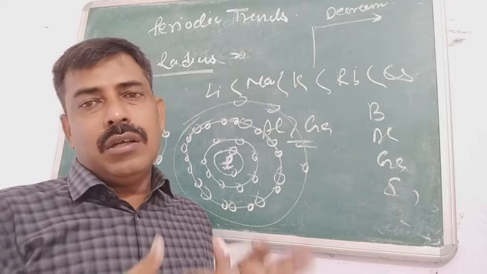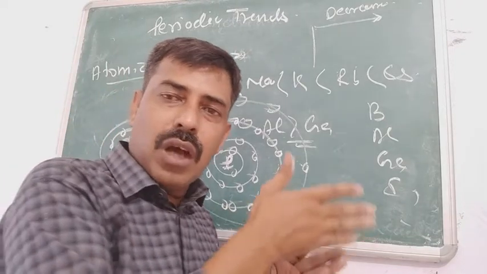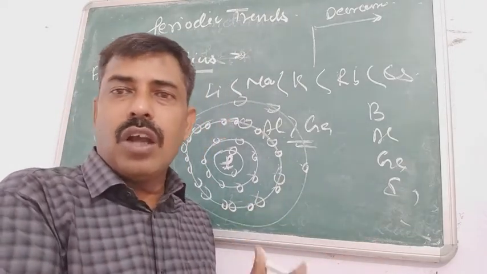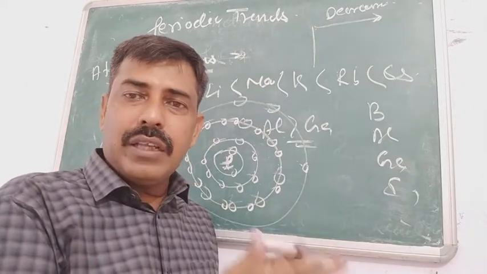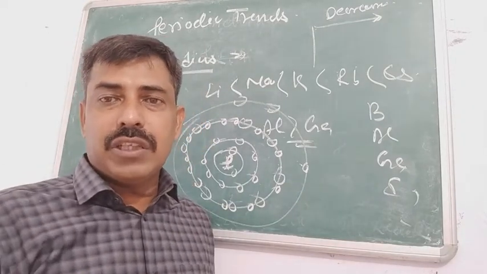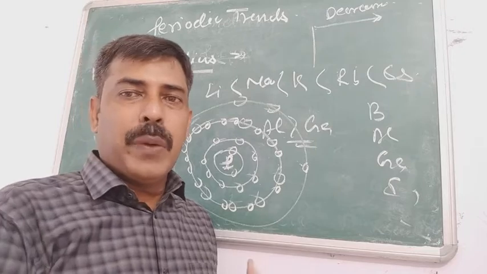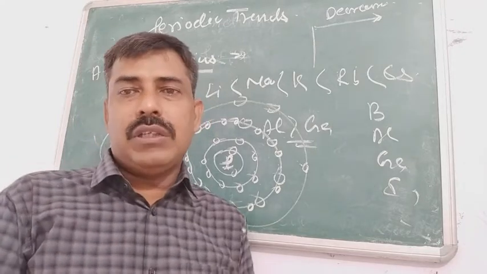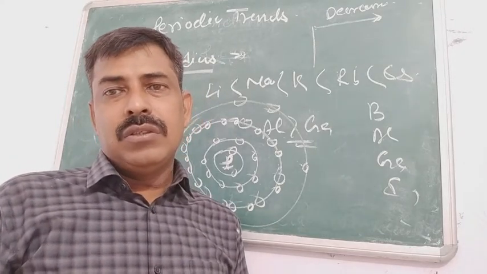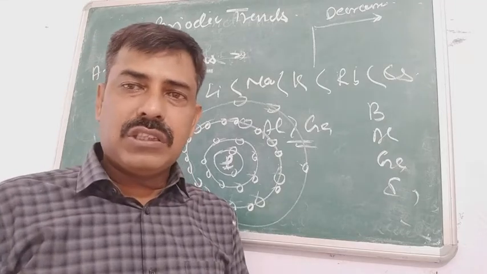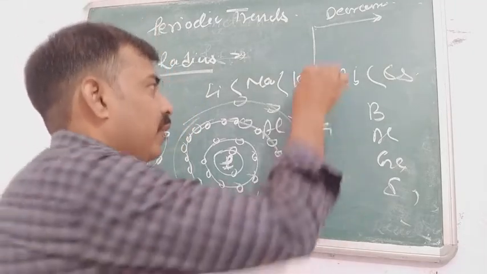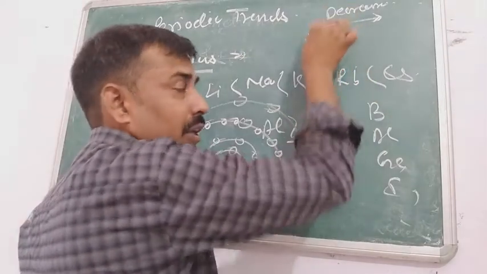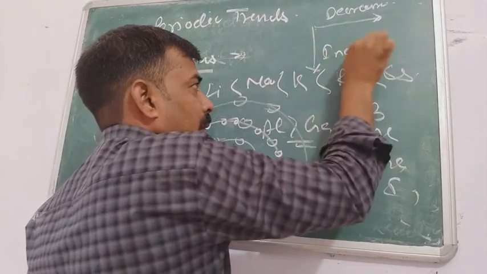That means the same effect works in all the elements which are containing the 3D subshell, and this effect is due to the greater effective nuclear charge and lesser shielding effect. But when you discuss the general trend, when we move from top to bottom, the radius increases.